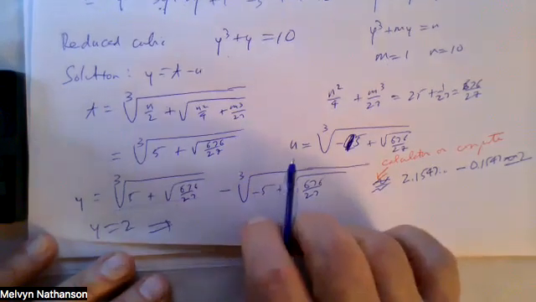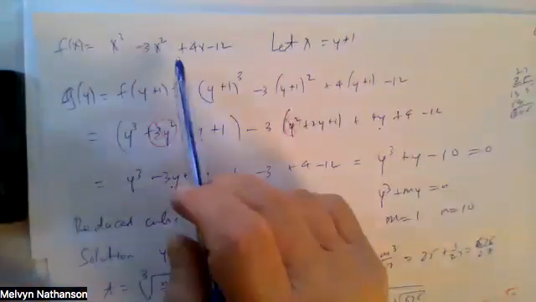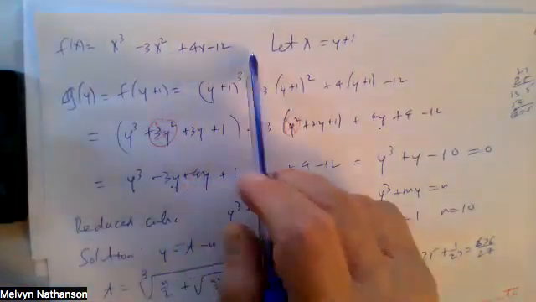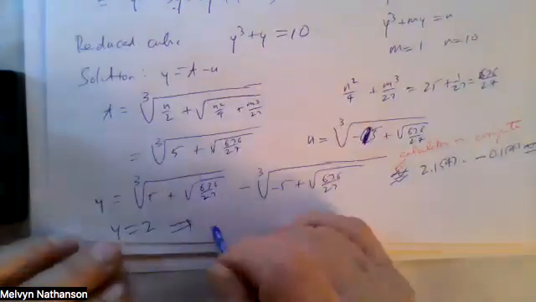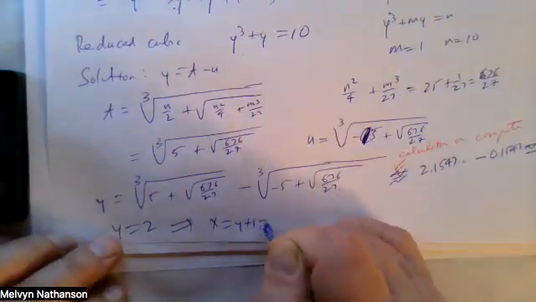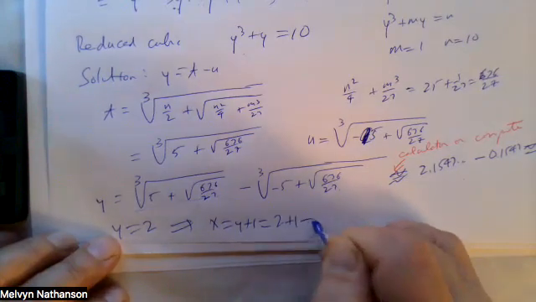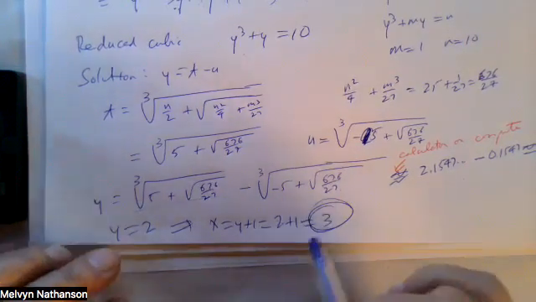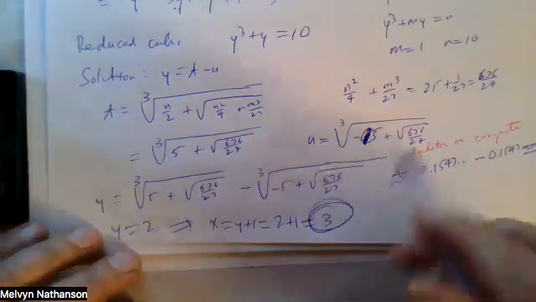But we want to find x, right? Because we want to find the solution of this equation. X is y plus 1. So x equals y plus 1, which is 2 plus 1, or 3. So that says that 3 is a solution.